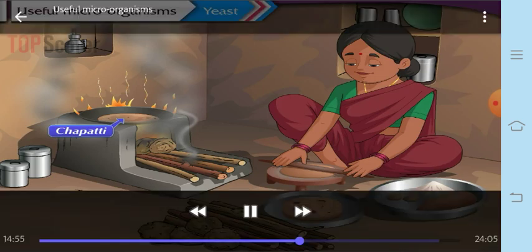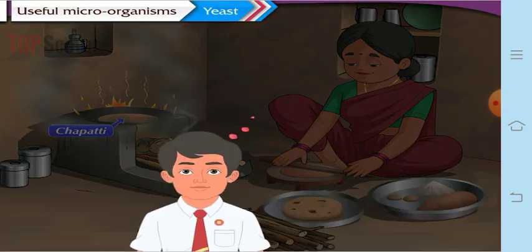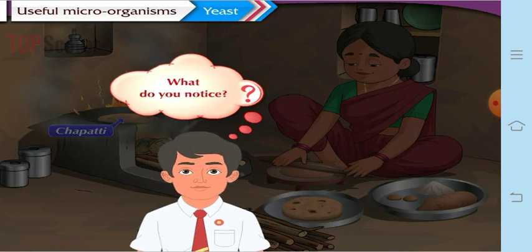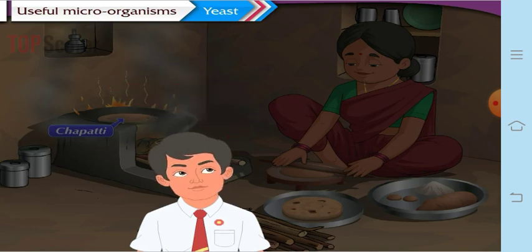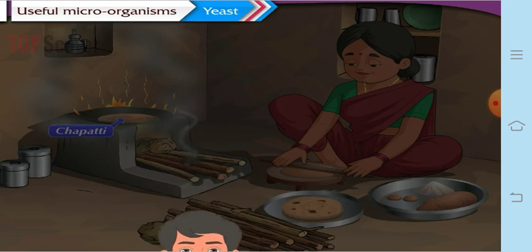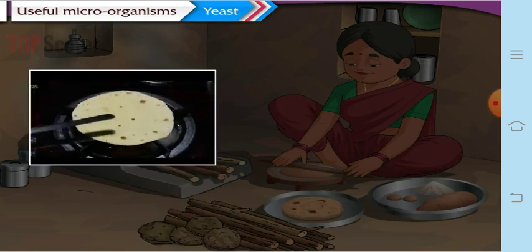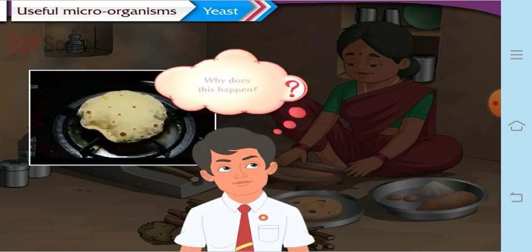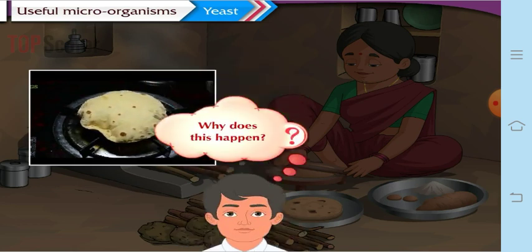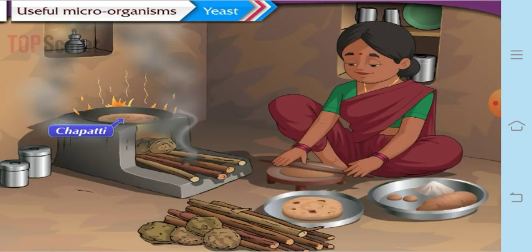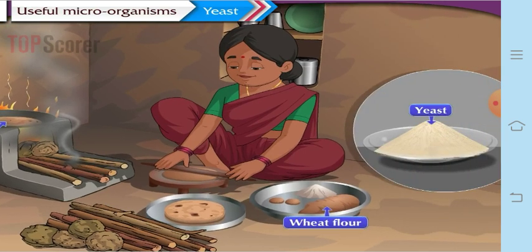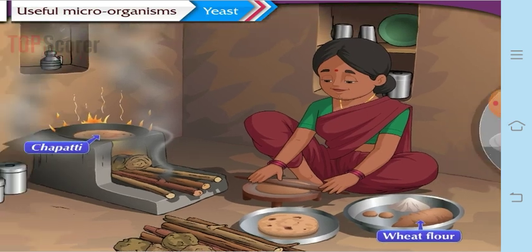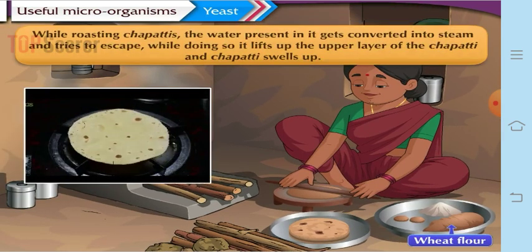So whenever the chapati is roasted, what do you notice here? Whenever chapati is roasted, you find that the chapati swells up. Why is this happening? Here you did not add any yeast, correct? You did not add yeast, it is only the wheat flour which is used. Yeast is not added at all, but still you find that the chapati swells up, but it is not spongy.